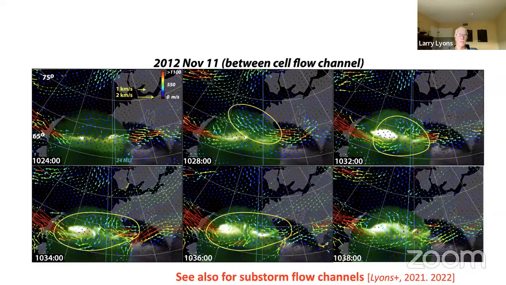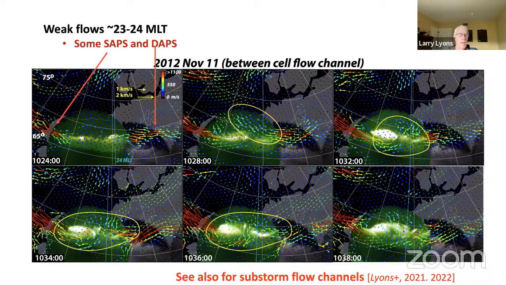So this really happens, and you can see that in the radar data. Here is SuperDARN radar data using Bill Bristow's 2D flows or Toshi's later flows. I forget which one at this point. And we start off here with the aurora at the auroral polar boundary, some flows here which are a little bit equatorward of the aurora, so they're SAPS, and some flows over here on the dawn side. This is midnight, which are DAPS.